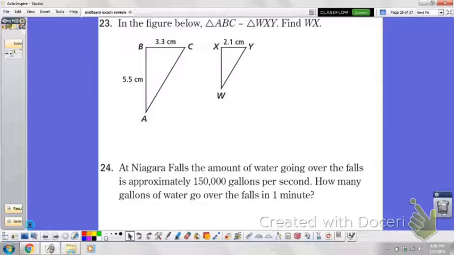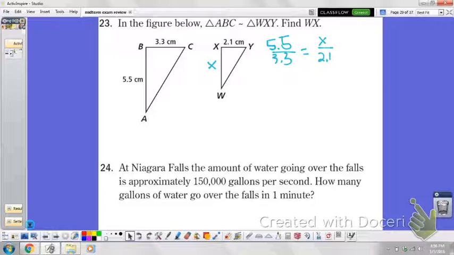Number 23, we have 2 triangles. In the figure below, we have triangle ABC is similar to triangle WXY. And we need to find the length of WX. So we're looking for that right there. Well, since these triangles are similar, we know that the ratios of the corresponding side lengths are going to be equal. So if I take the ratio of 5.5 to 3.3, I know it'll be equal to the side we're looking for, x over 2.1.